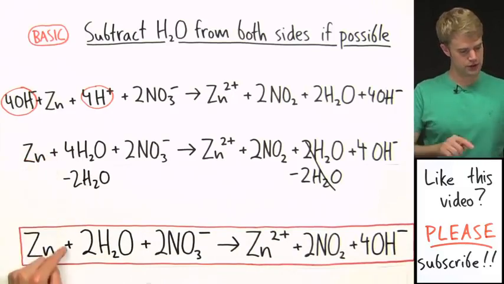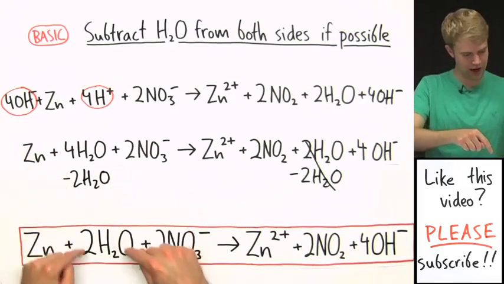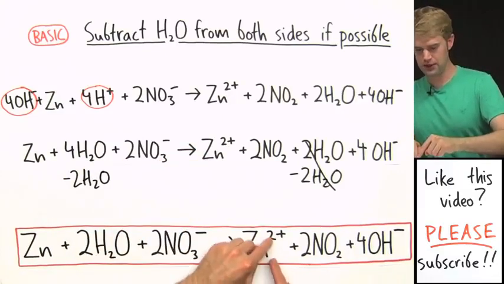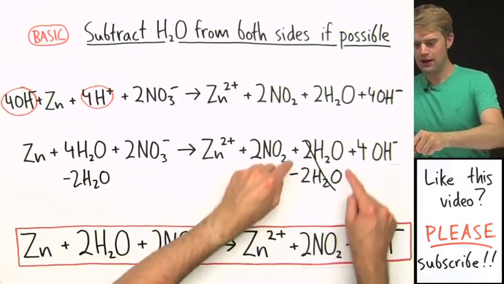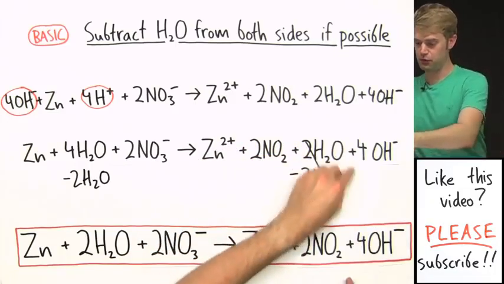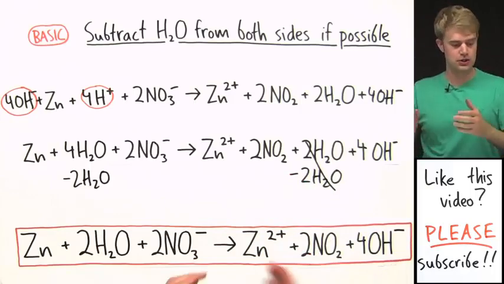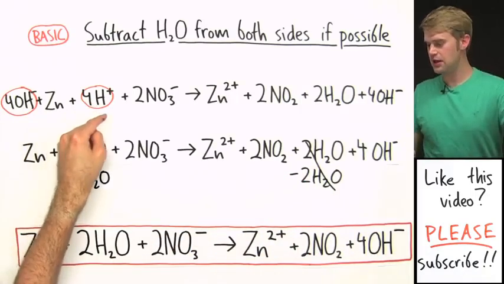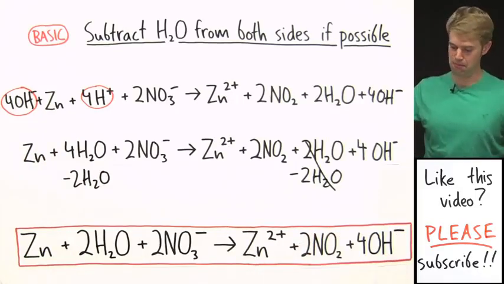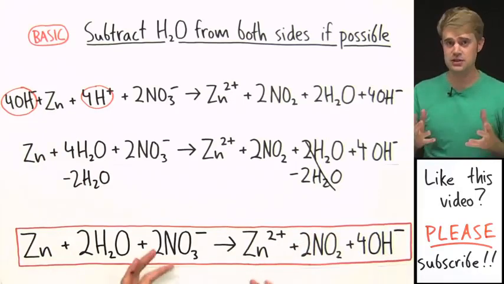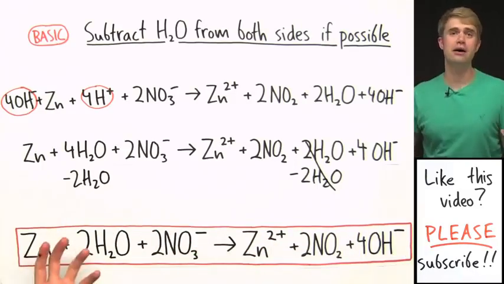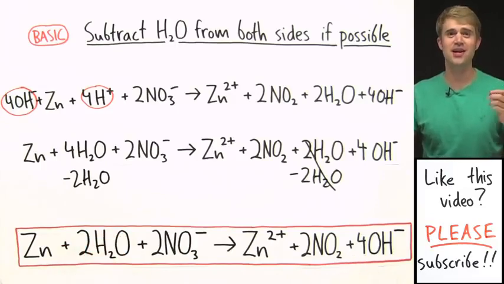I have zinc plus 2H2O, because I subtracted 2 from here, plus 2NO3 minus gives me Zn2+ plus 2NO2. Then I subtracted away my H2O from this side, so there's none left, plus 4OH minus. So I got rid of these H pluses, and I'm left with OH minuses, so this is going to be in basic solution. The last thing that I'm going to do is a final check to make sure that atoms and charge balance, just because I want to have the confidence that I did it correctly.